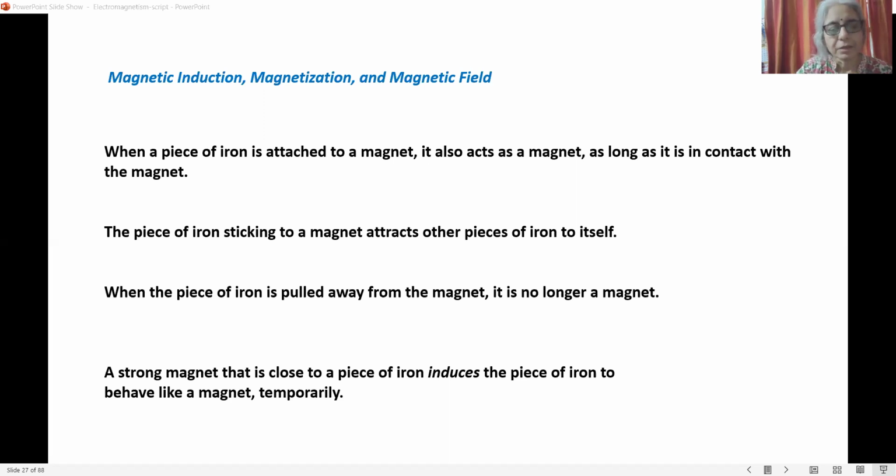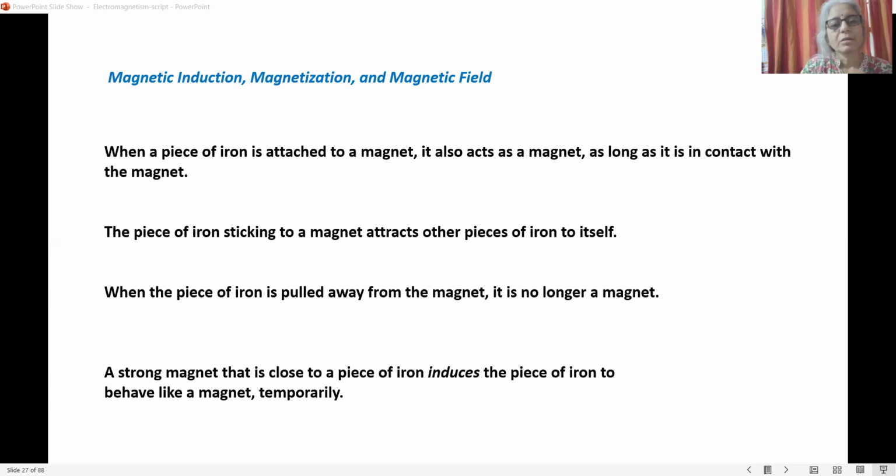So what is induction? When a piece of iron is attached to a magnet, we know that the magnet attracts the piece of iron. So the piece of iron sticks to the magnet. During that time, the piece of iron also behaves as a magnet. So temporarily, a piece of iron behaves like a magnet because it is under the influence of another magnet. So this is called magnetization by induction.